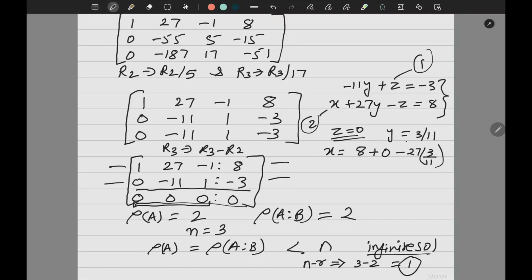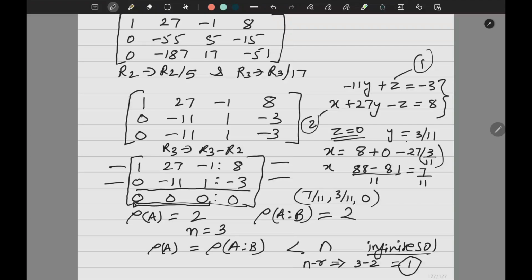Right? So I'll get 88 here. So 88 minus 81 upon 11, that is 7 by 11. So this is one set of answers which I have got. That is, x, y, z is 7 by 11, 3 by 11 and 0. This is one set of answers. But this is when I assume z is equal to 0. I can assume z is equal to 1 also.